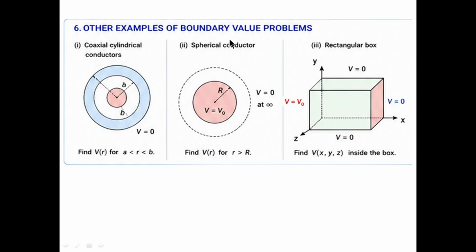Now other examples of boundary value problems: we have the coaxial cylindrical conductor problem, spherical conductor problem, or rectangular box problem. Here the boundary conditions are specified and R lies between a and b. We have to calculate the potential here. Also we have to calculate the potential where radius r is greater than capital R. In a spherical conductor we have potential V is equal to V naught, and the other condition is V is equal to 0 at infinity. So with the help of these boundary conditions we can calculate the potential of the spherical conductor.